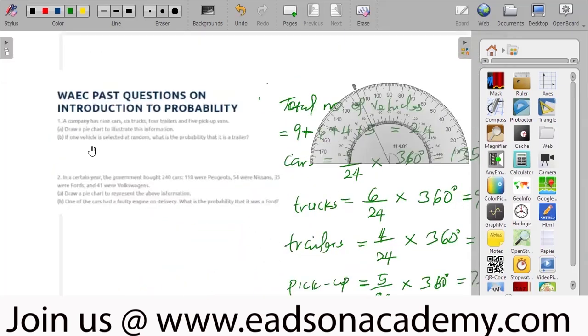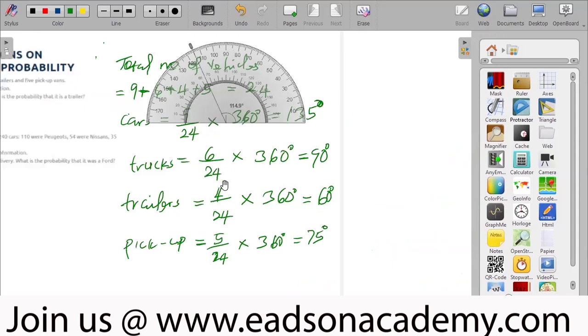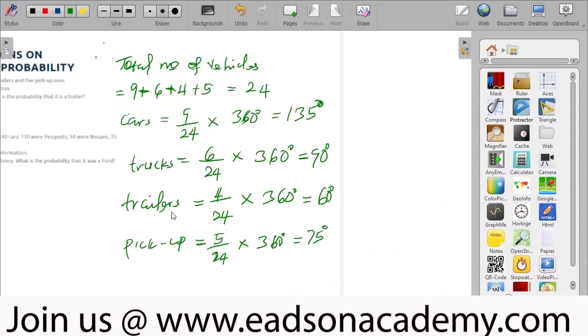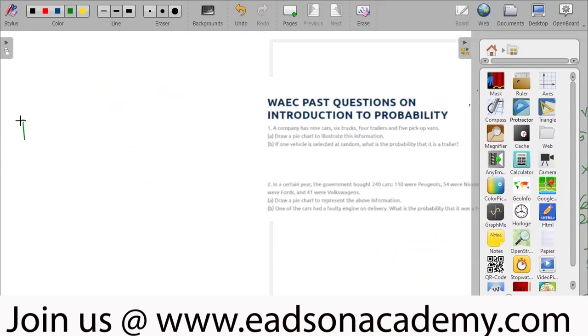And the question is, draw a pie chart to illustrate this information, which you have done. Then part B: if one vehicle is selected at random, what is the probability that it is a trailer? Now, how many vehicles do we have altogether in this? We have 24 vehicles. And in that 24 vehicles, how many are trailers? You have 4 trailers. So the probability that a vehicle selected at random will be a trailer is the number of trailers, which is 4, divided by the total number of vehicles, which is 24.